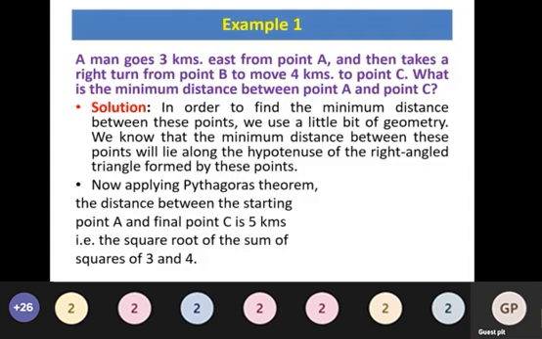The solution is, in order to find the minimum distance between these points, we use a little bit of geometry. We know that the minimum distance between these points will lie along the hypotenuse of the right-angled triangle formed by these points. Now, applying Pythagoras theorem, the distance between the starting point A and the final point C is 5 kilometers. That means the square root of the sum of the squares of 3 and 4.